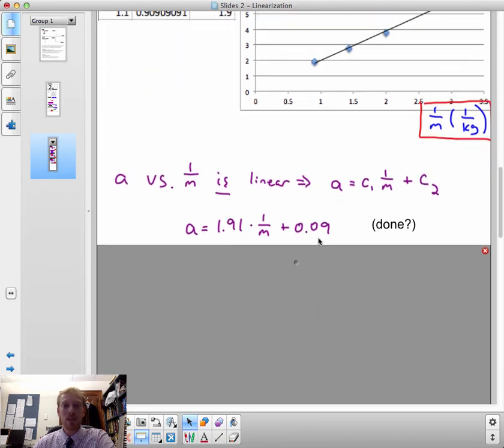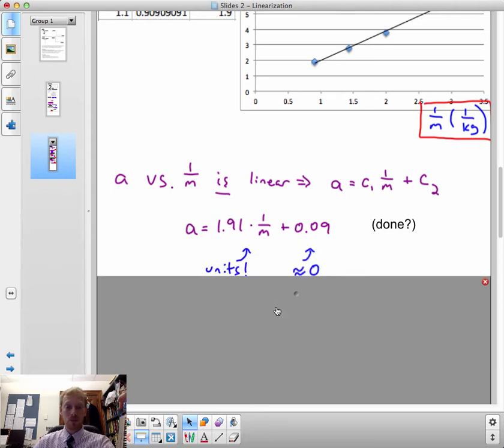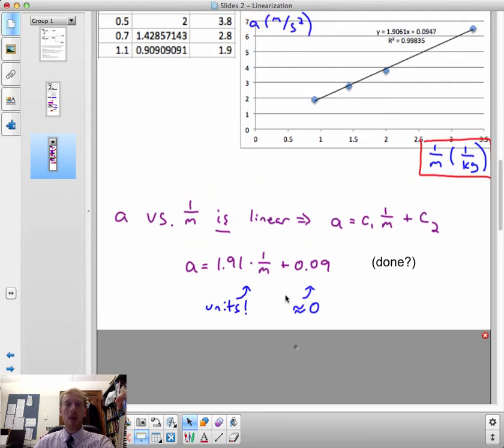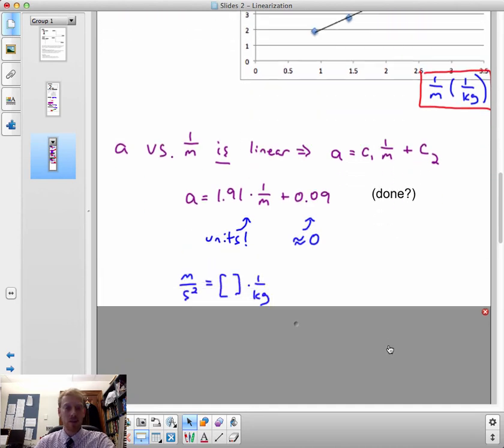Well, I don't think we're done because this equation doesn't work as far as units go. The units on the left are meters per second squared, so the units on the right need to be meters per second squared. I'm also prepared to drop this constant term because it's so close to 0. Look, that plus or minus 0.09 is a very small number compared to the actual values of the acceleration here. So I'm going to drop that last term.